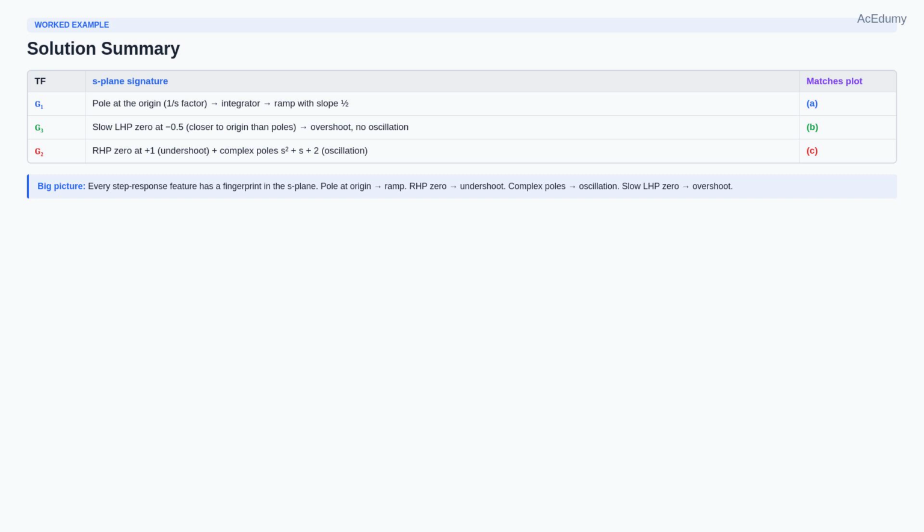The big picture. Every step response feature has a fingerprint in the s-plane. A pole at the origin gives a ramp. A right half-plane zero gives a dip. Complex poles give oscillation. A slow left half-plane zero gives overshoot. Read those four signatures and you can sketch the response of any second or third order system without a simulator.